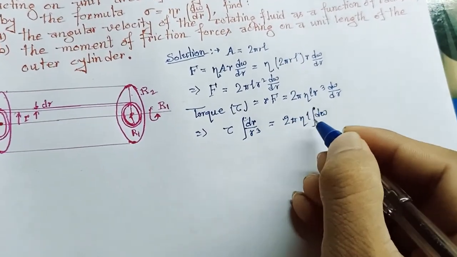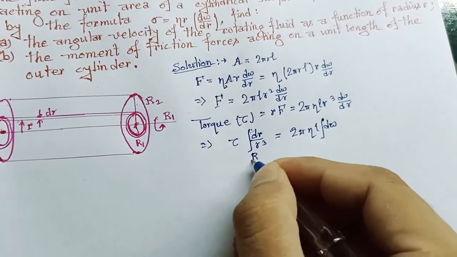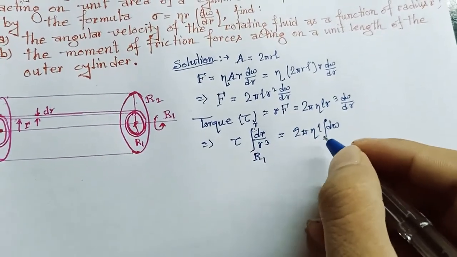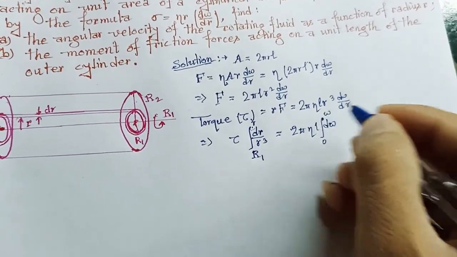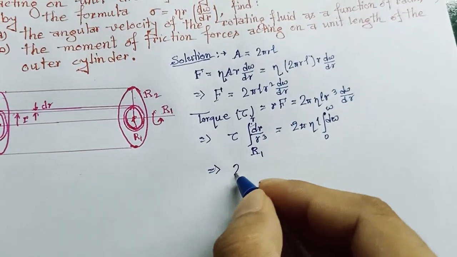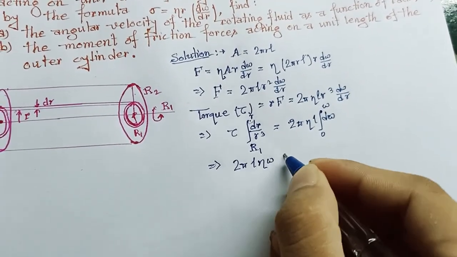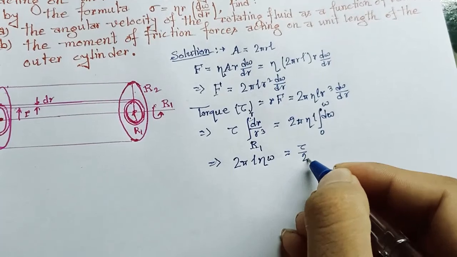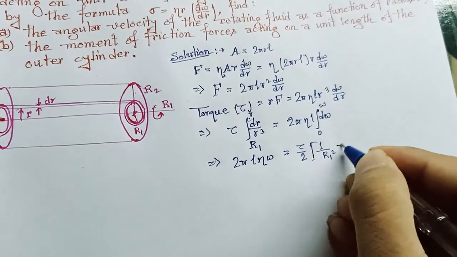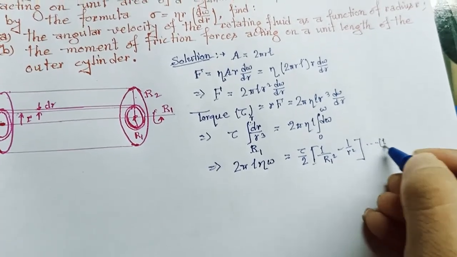If we integrate both sides, the lower limit of r is r1 and the upper limit is small r, and the lower limit of omega is 0 and the upper limit is omega. So after integrating this quantity, we will find 2 pi L eta omega equal to tau divided by 2 into 1 divided by r1 square minus 1 divided by small r square. So this is our equation number 1.